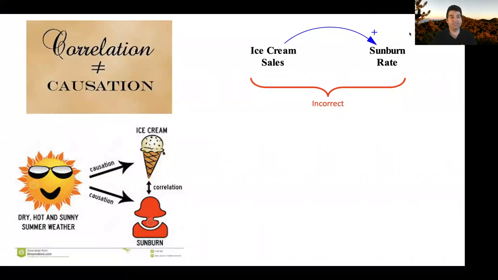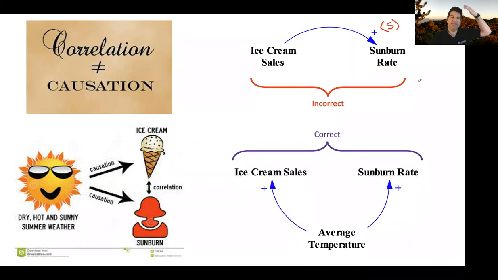Okay, so also causation and correlation. This is sort of an important one, that makes sure that just because two things are correlated doesn't mean you should draw a causal link between them. It may be the case that sunburn rate and ice cream sales always increase or decrease together. It's tempting to say that one might have a causal relationship with the other one, but that's incorrect. In reality, it's probably that they're both influenced by a variable that we haven't written out.